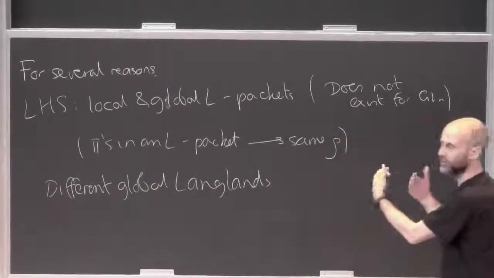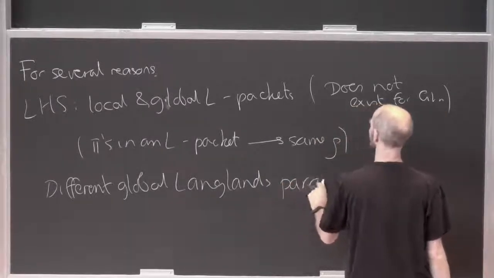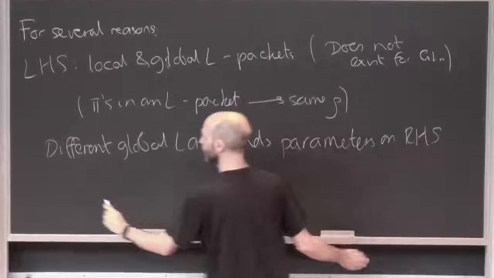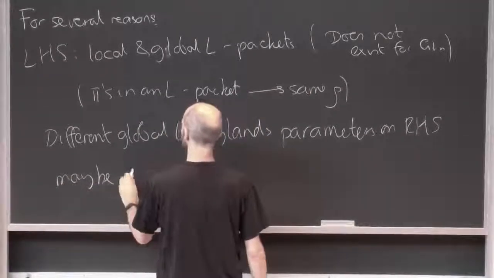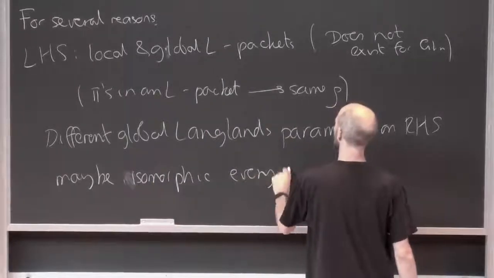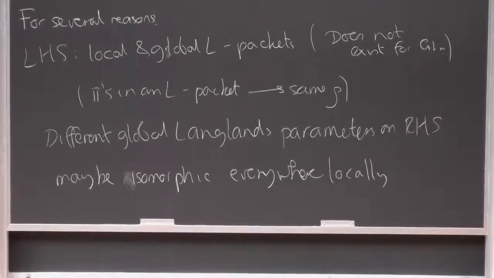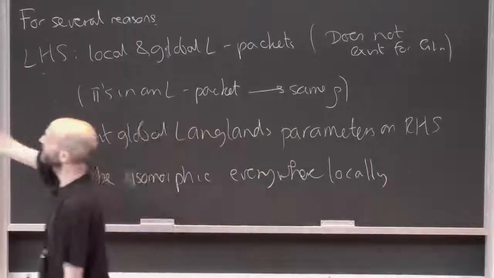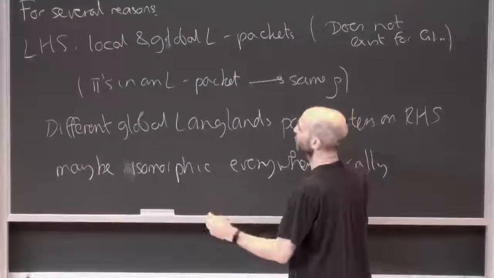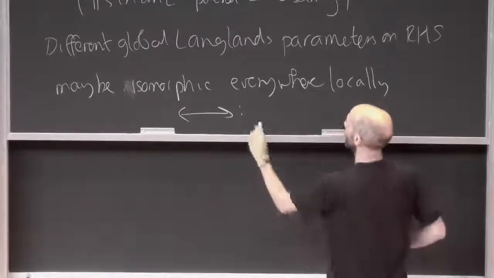We're leaving this nonsense quite soon, so just bear with me for 10 minutes. Different global Langlands parameters on the right-hand side might be isomorphic everywhere locally. Maybe this will make more sense once I get back to GLN and start taking apart what I mean by this. So the upshot is, for a general G, this is not a bijection. This is some sort of correspondence.